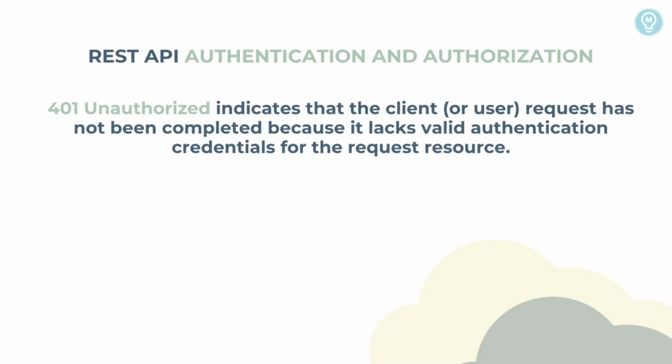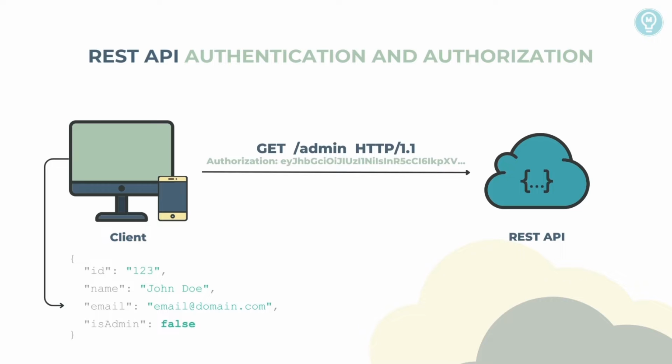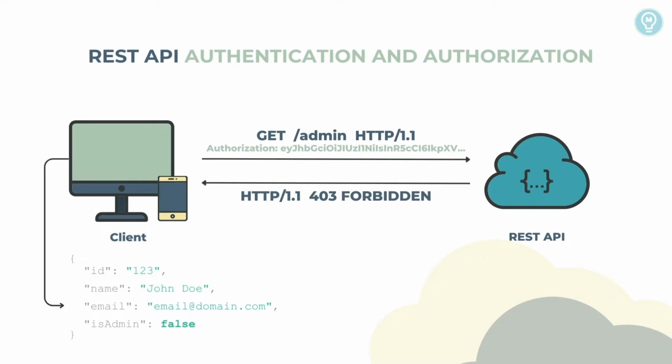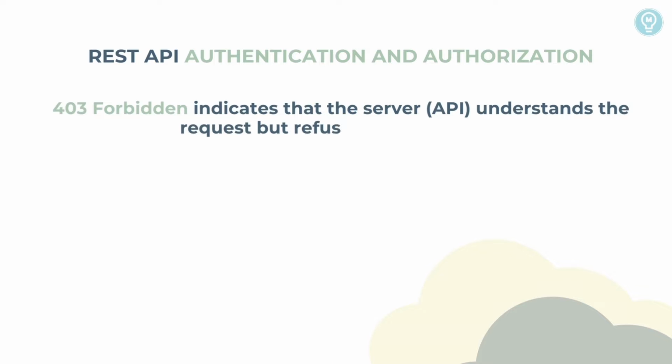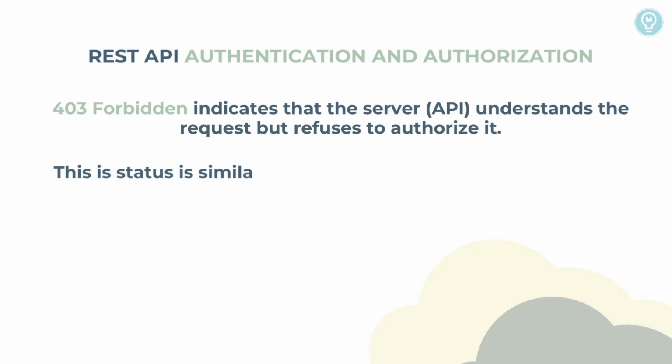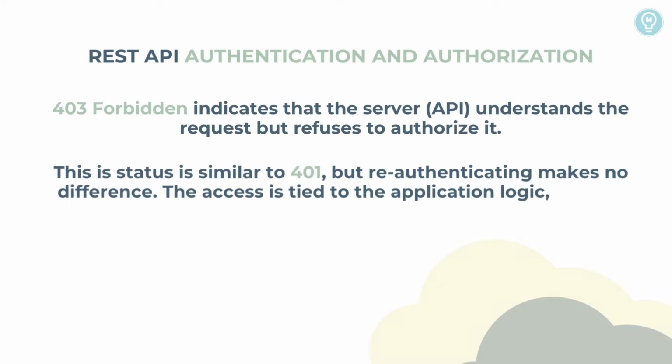And let's say the client is not an admin user, and it tries to access an endpoint only administrators can access, passing the access token on the request. The API verifies that the access token is valid. But since the user is not an admin, the API should send a response with the 403 forbidden status code, which is the correct status code for this situation. The 403 forbidden status code indicates that the server understands the request but refuses to authorize it. This status is similar to the 401, but re-authenticating makes no difference. The access is tied to the application logic, such as insufficient rights to a resource.